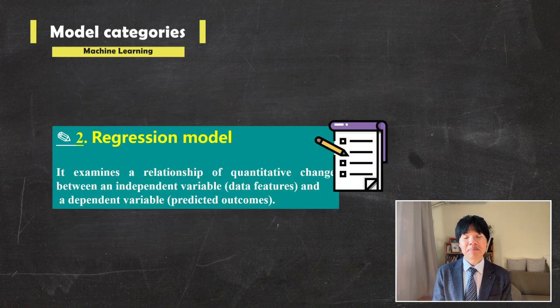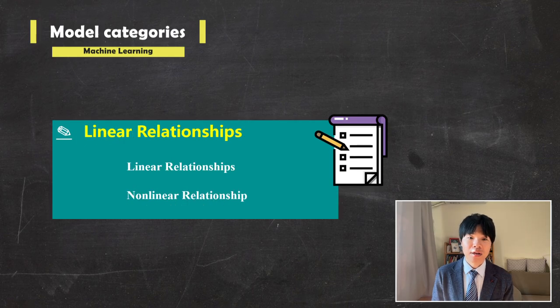Apart from classification models, other commonly used models include regression models and clustering models. Regression models investigate the quantitative relationship between independent variables, which are the features of data we introduced earlier, and the dependent variables, which are the prediction results we mentioned before. This relationship can be linear or nonlinear.